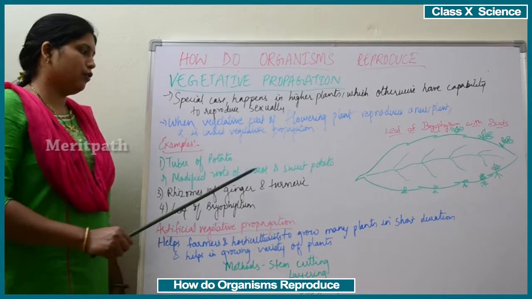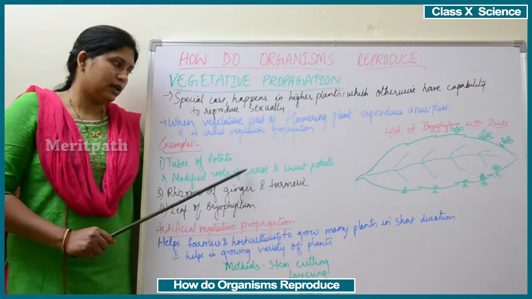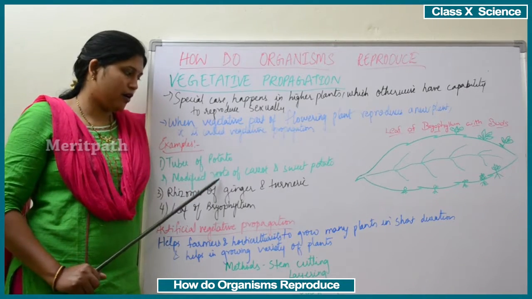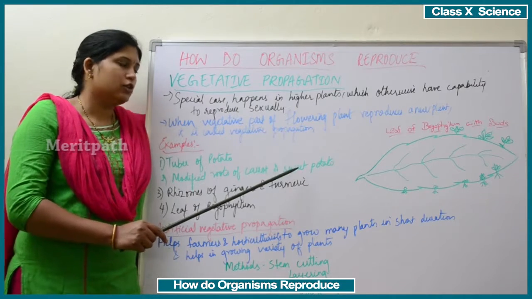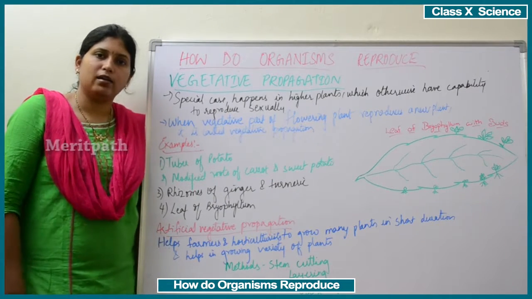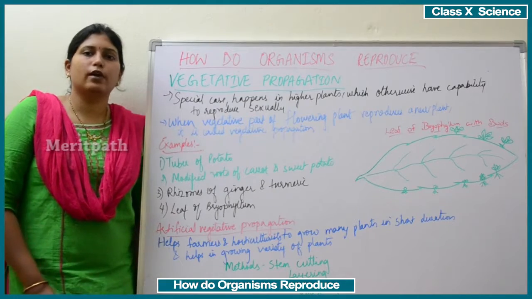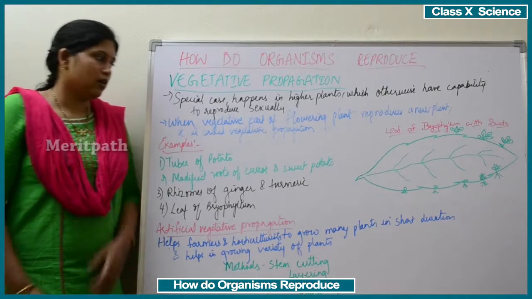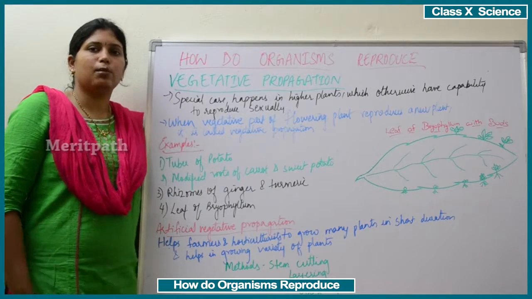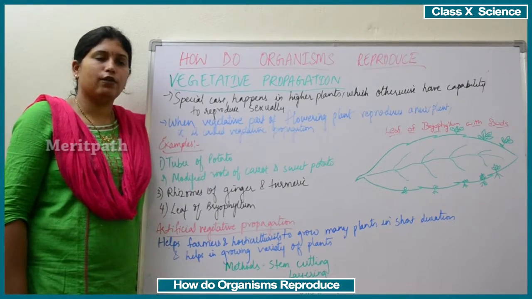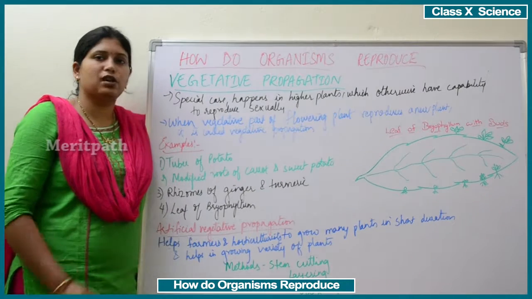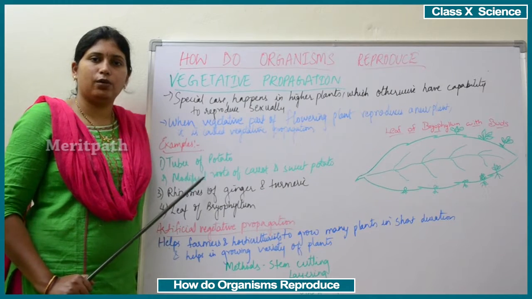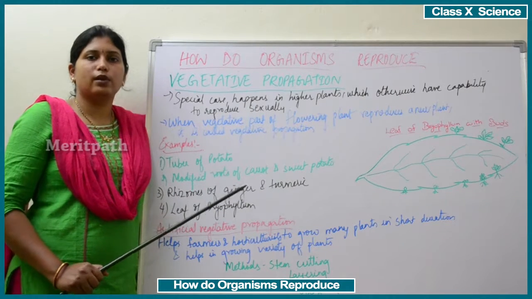Then modified root of carrot and sweet potato. Carrot and sweet potato grow as roots, right? They are the modified roots. They grow as the root part, but they are modified for the storage of food. They are large in structure because they store the food inside. Actually these are the parts which we consume from the plant, right? But these grow underground as the modified root because they store the food inside them.